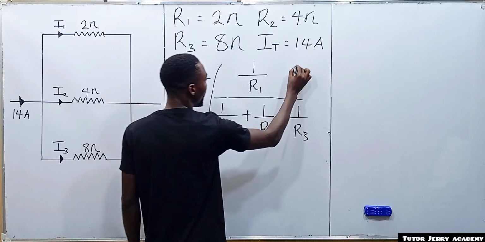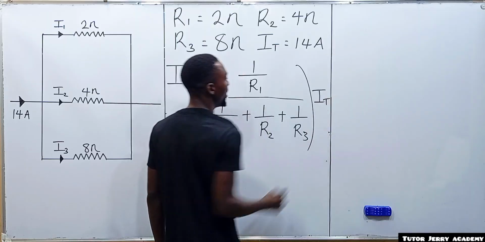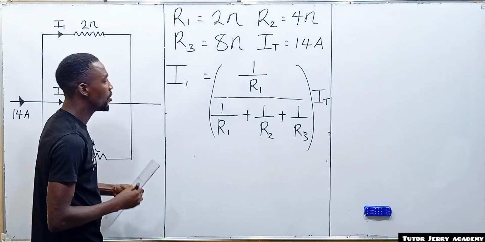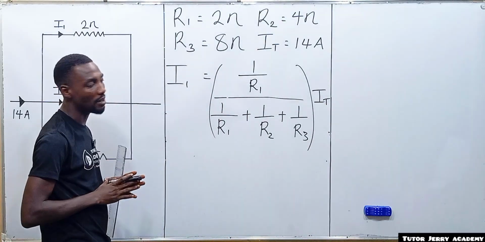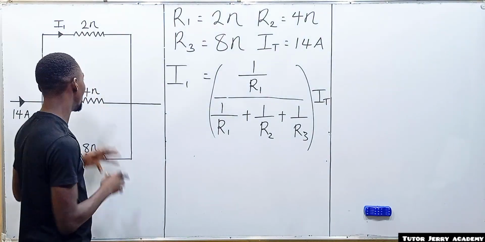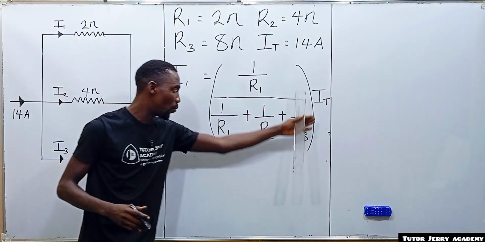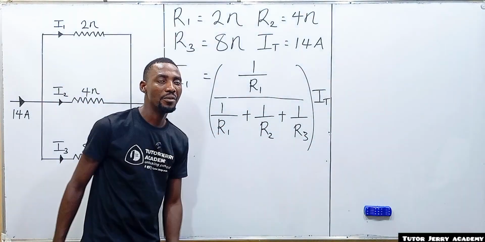Then we multiply this by the total current that enters into it. I hope you understand. So this is a direct method of solving current divider rule that involves 3 resistors. If we have 4 resistors, just add plus 1 all over R4. All right.